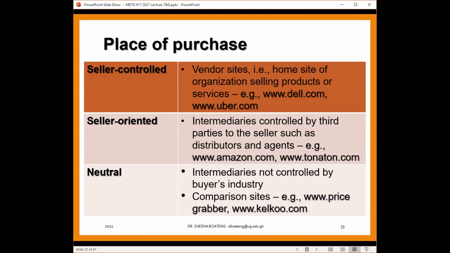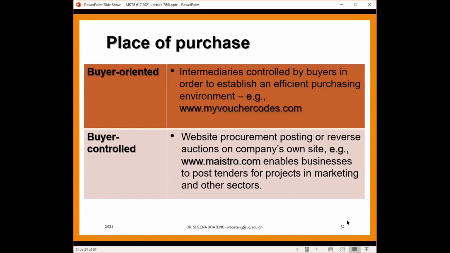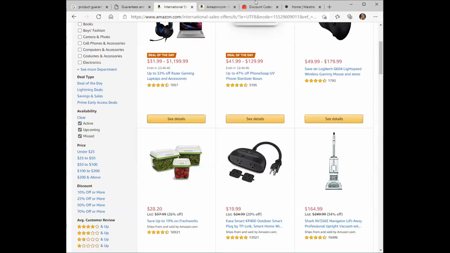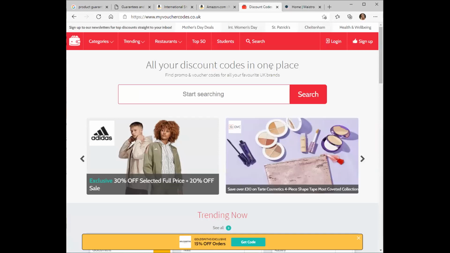Next, we can talk about buyer-oriented platforms. And these ones have to do with intermediaries that are controlled by buyers in order to establish an efficient purchasing environment for other buyers like themselves. So a typical example is myvouchercodes.com. And myvouchercodes.com is a platform in the US where you can obtain vouchers to get discounts on the purchase of various products and items, right?